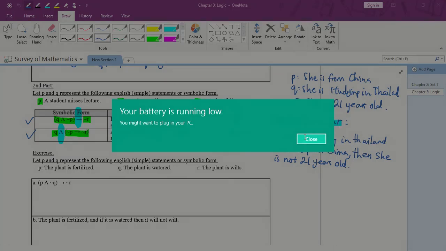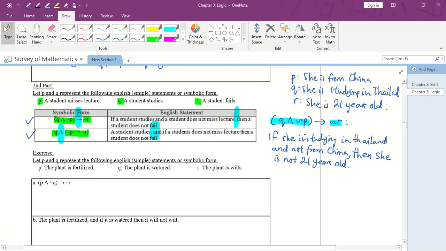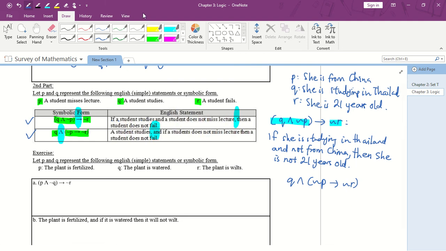Okay, let's look at the next symbolic form. It is given a Q and negation P to negation R. And remember, the parenthesis is covering the whole thing here. So this is one thing and this is another thing. So we want to write it, we write Q.